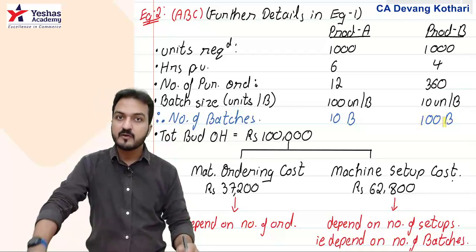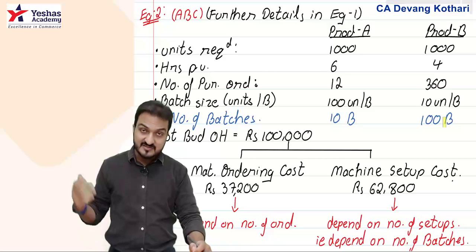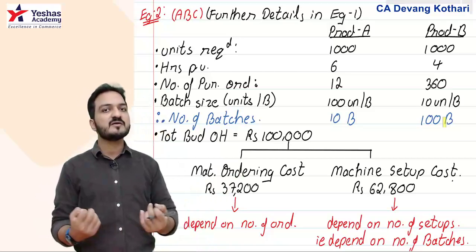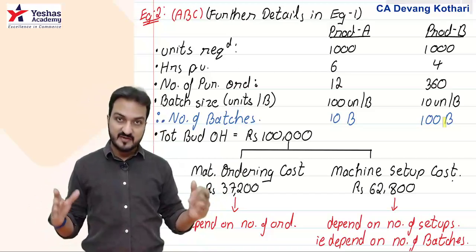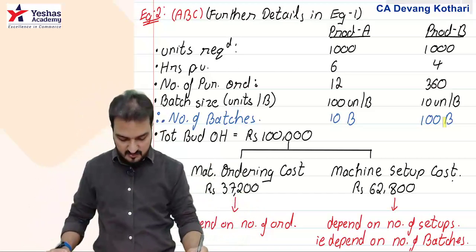Yes, this will happen only if you follow the activity based costing method. Yes, this was the reason why the ABC method is a better method. Done? Yes. Okay. Also, this was a short recap of what we did in the last session.